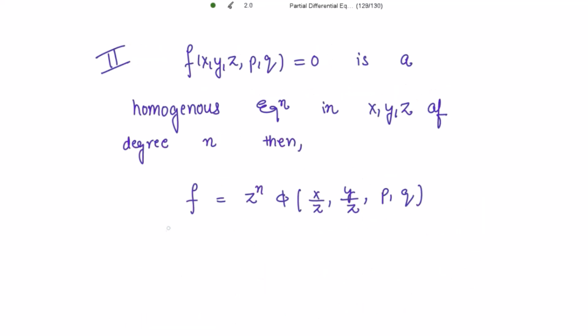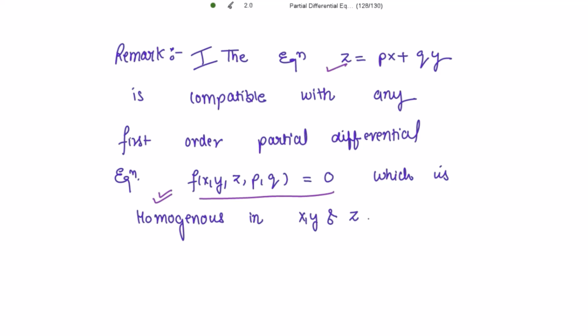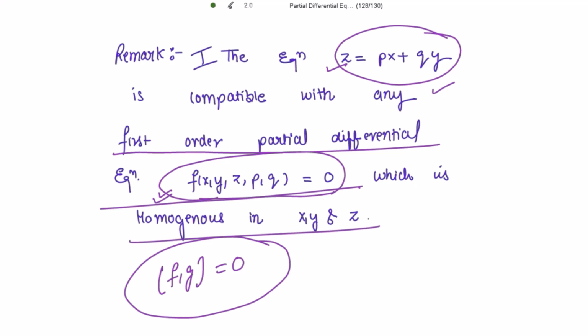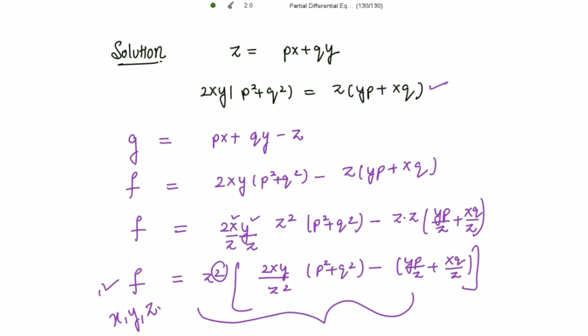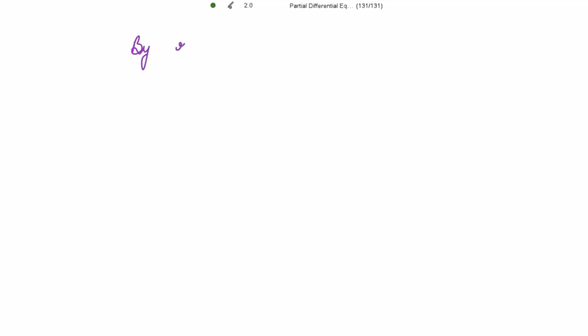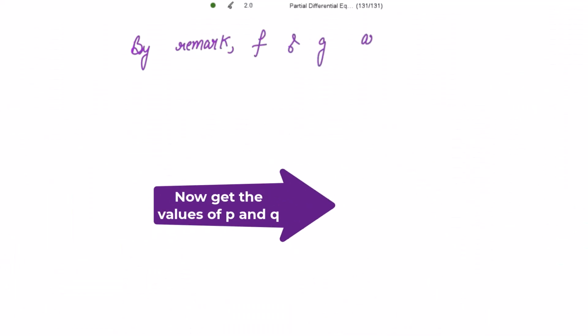So now by that remark, if I'm having this kind of function and also this equation, then these two equations are compatible, right? We don't need to find the Lagrange bracket. We don't need to check this condition, because by this remark we are clear that if I am having this equation with any first order partial differential equation which is homogeneous in x, y and z, then these two equations are compatible, and we have got this function f to be the homogeneous function in x, y and z, with degree 2. So this equation and this equation, these two are compatible. So by remark we are saying that f and g are compatible equations.